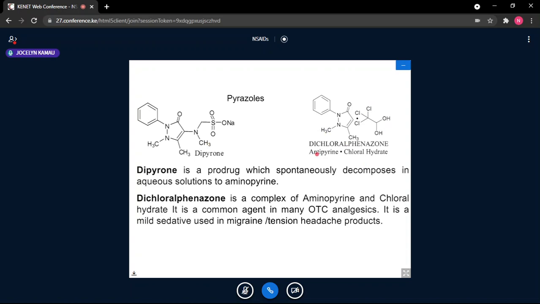And then you also have what we call dichloralphenazone. You can see this is the structure of antipyrine condensed with chloral hydrate. Again, because this group pulls electrons a lot, there will be some delta positive, so these can be condensed together. They give us the dichloralphenazone.